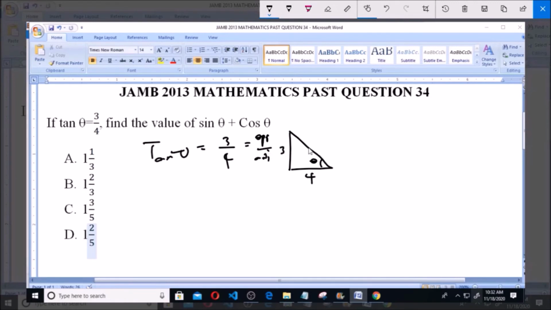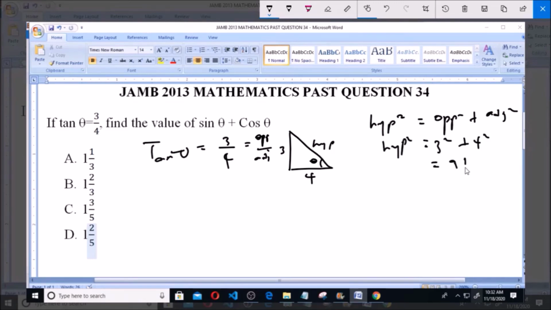Now let's find the hypotenuse. Using Pythagoras theorem, hypotenuse squared is equal to opposite squared plus adjacent squared. So hypotenuse squared is equal to 3 squared plus 4 squared, which is 9 plus 16, which is 25. So now the hypotenuse is equal to the square root of 25, which is 5.